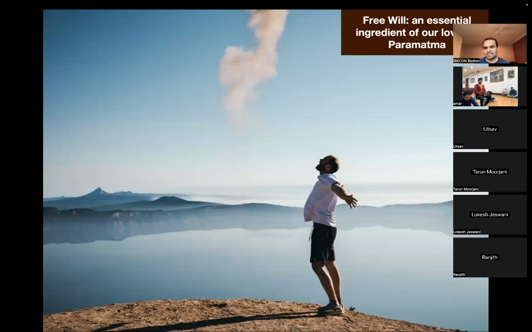Paramatma has given us free will. Paramatma doesn't force us to love him or serve him. He has given us free will. And the best use of our free will is to turn toward Paramatma and love him and serve him.